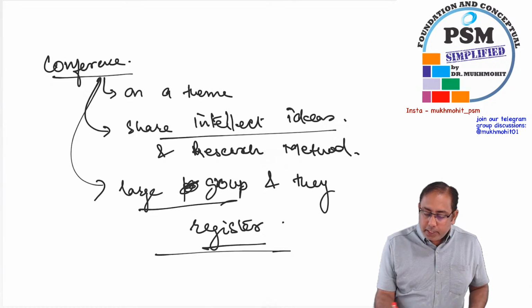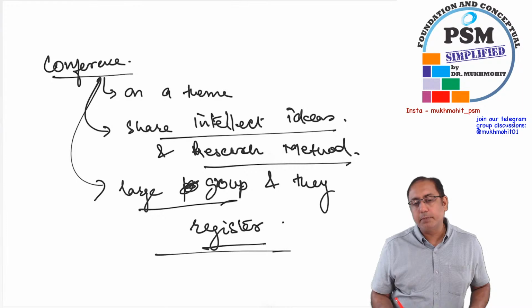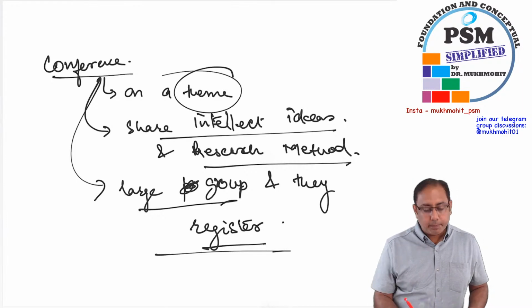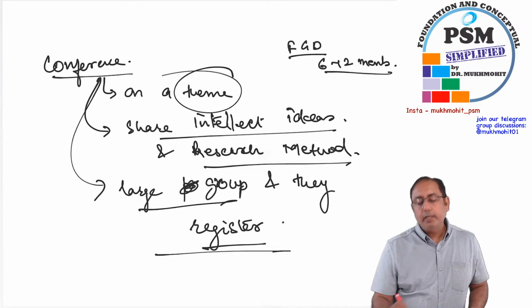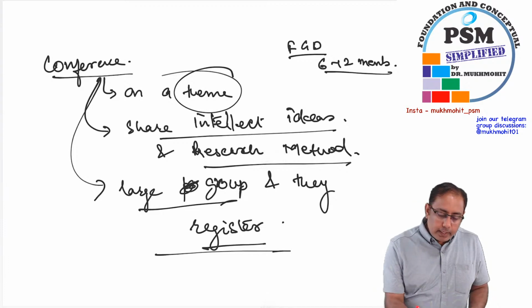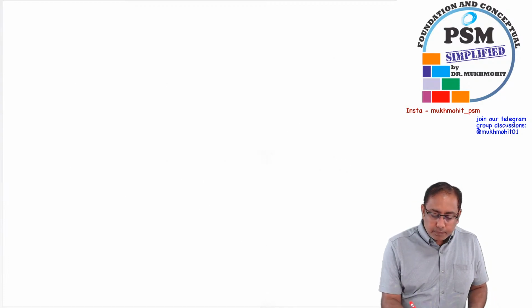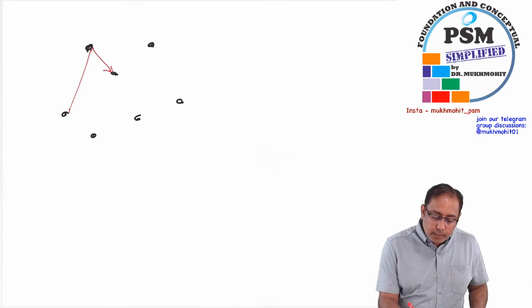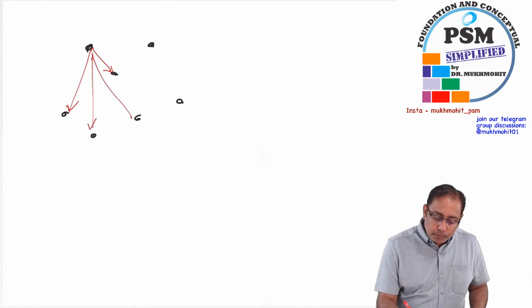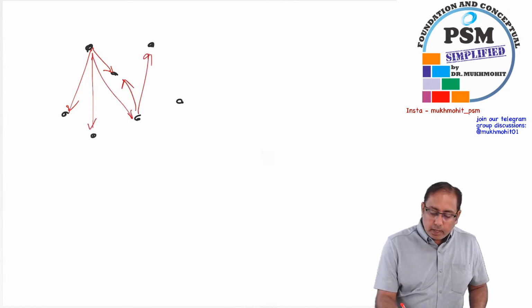They will register, share the intellectual ideas and the research methods, and it is usually on a theme. Focused group discussion is only with 6 to 12 members, beta. These members will sit together. So member number 1, 2, 3, 4, 5, 6, 7, and these members will talk with each other. Are you getting it? Everybody will talk with each other.